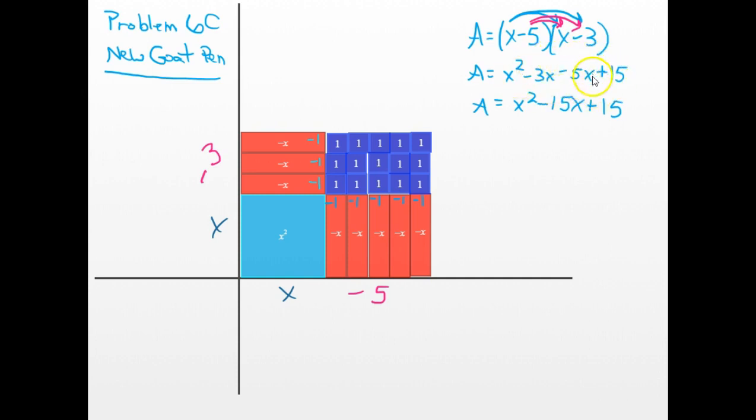We combine these like terms to give me negative 8x plus 15, and again we can use our model to come up with this same equation. We've got x squared, which is positive, plus 1, 2, 3, 4, 5, 6, 7, 8 negative x's, or minus 8x, plus 15.